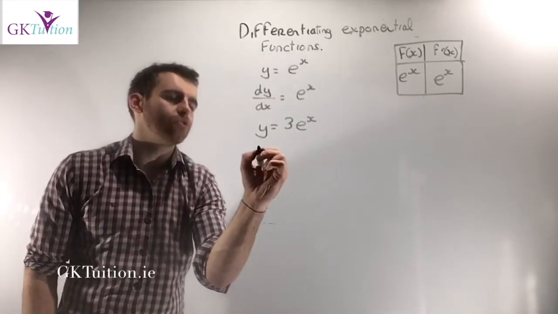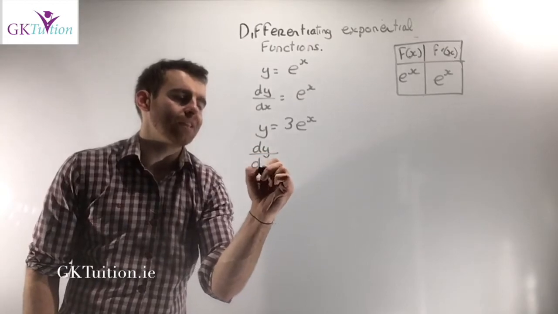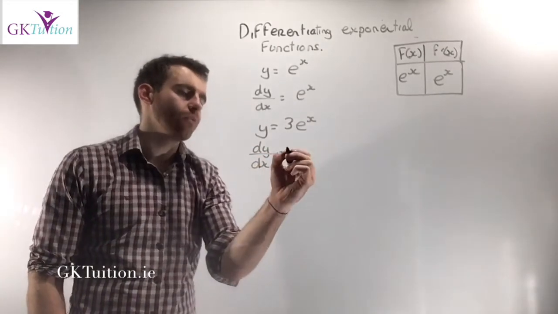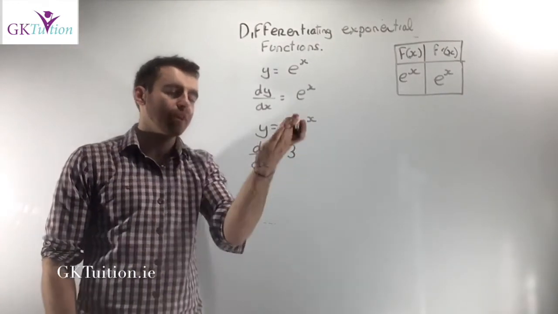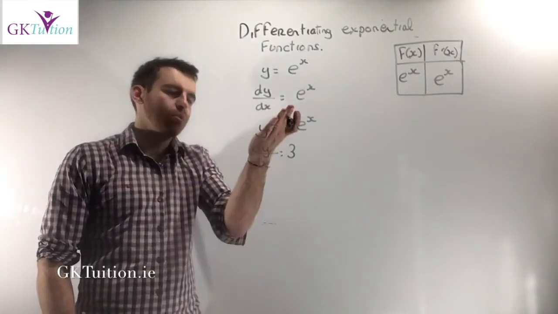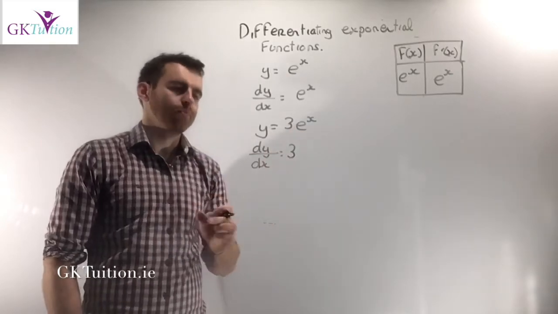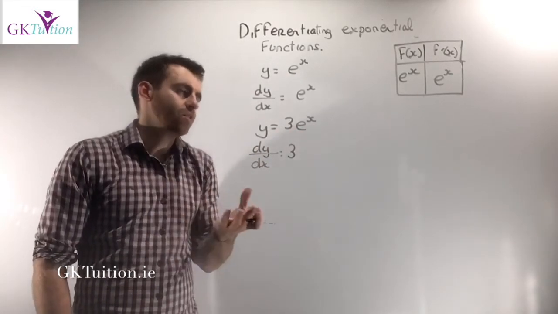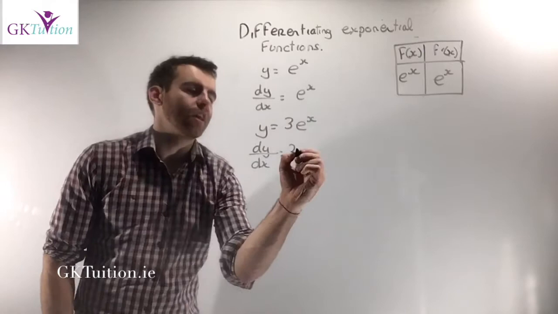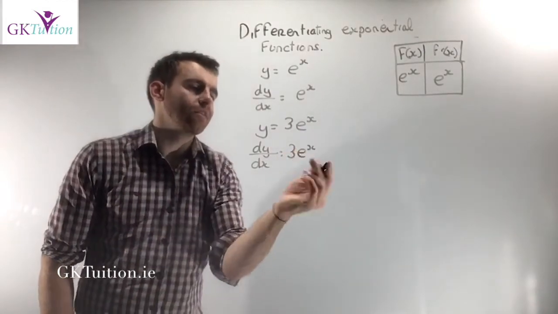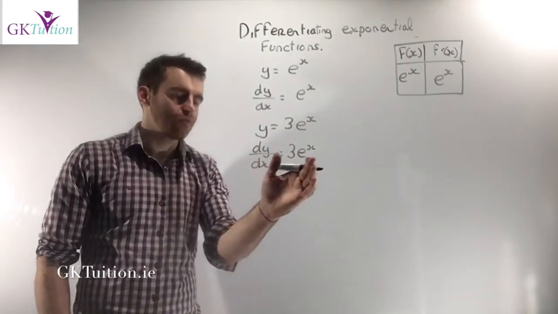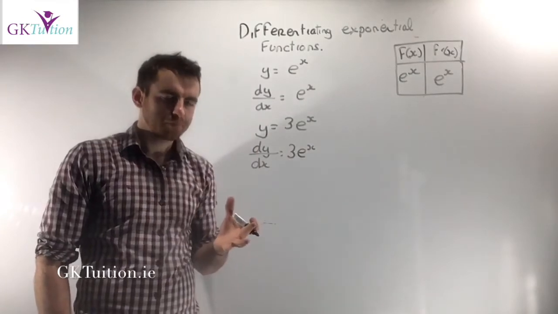If I asked you to get the derivative of 3e to the x, you just take down the coefficient. It doesn't really affect the question, we just take it down. So we take down the 3, and then we get the derivative of the other bit. The derivative of e to the x is just e to the x, so it stays the same. So the derivative of 3e to the x is 3e to the x. It doesn't change at all.